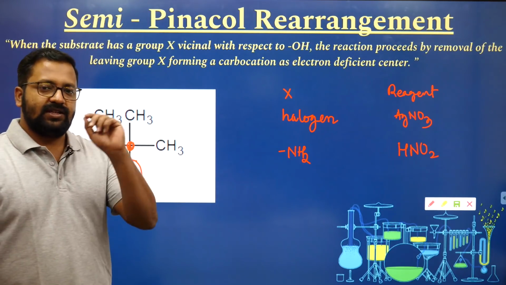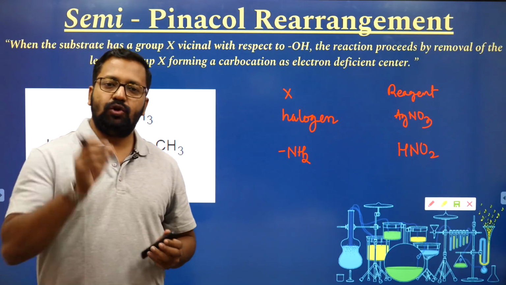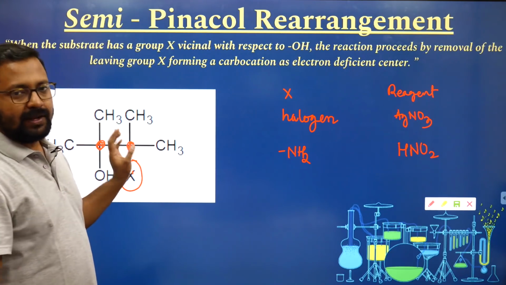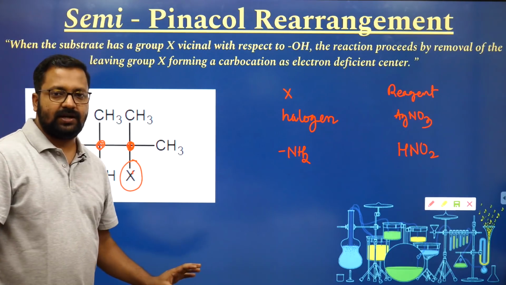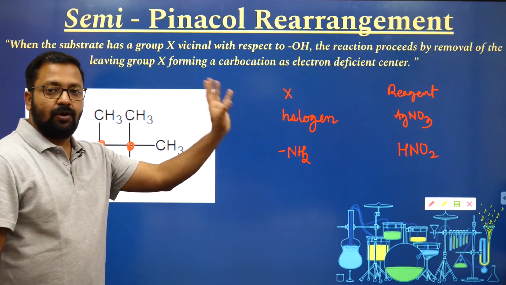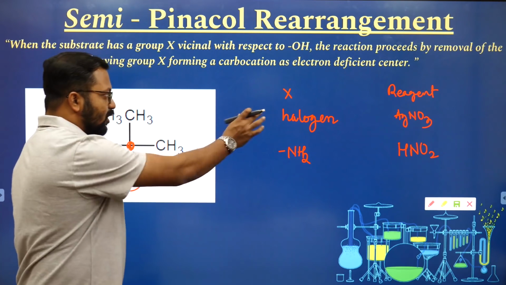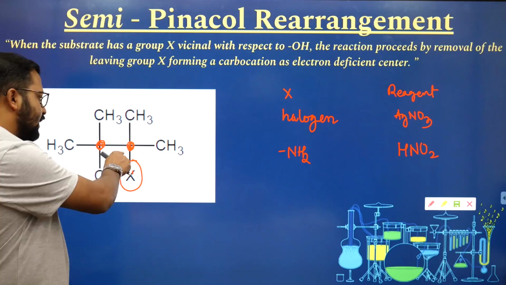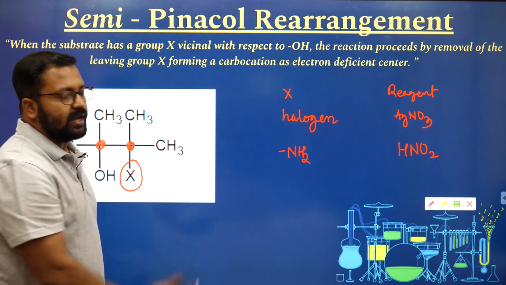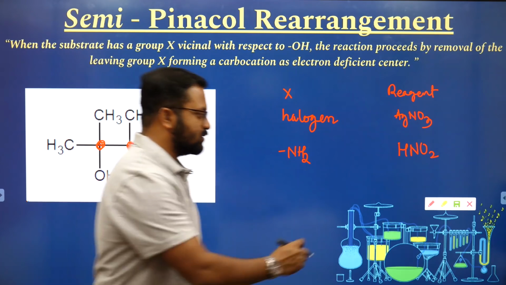In the first case, wherever a stable carbocation would form, positive charge would develop there and rearrangement would take place. But in this case, wherever the group is present, wherever halogen is present or NH2 is present, positive charge will be formed only over there. So if the halogen is X and the reagent is AgNO3, wherever halogen is present, I'll form a positive charge over there. If NH2 is present and the reagent is HNO2, wherever NH2 is present, I'll put a positive charge over there. Let's look at the application of this.